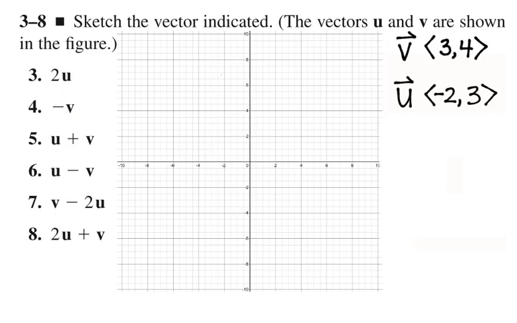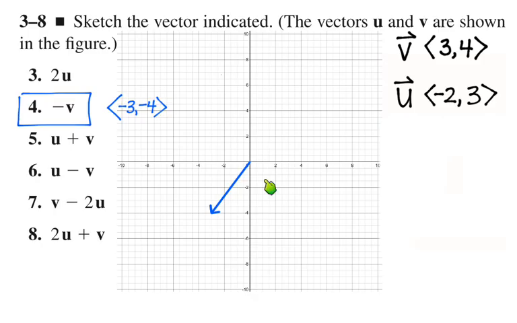So problem number 4. This says the opposite of v. Negative v means the opposite of. Since v is 3, 4, what we want is to graph the vector negative 3, negative 4. Now remember, a vector is an arrow that shows movement, that we move negative 3 in the x direction and negative 4 in the y direction, but we do it in one smooth motion. So that's the vector negative 3, negative 4.